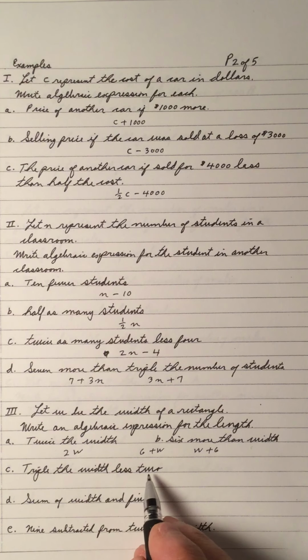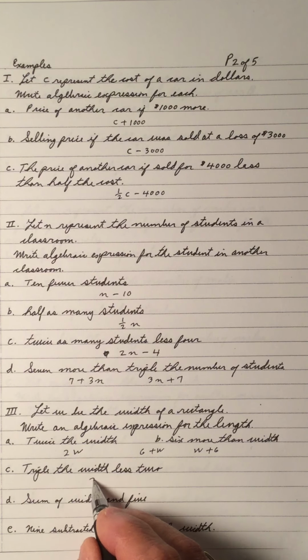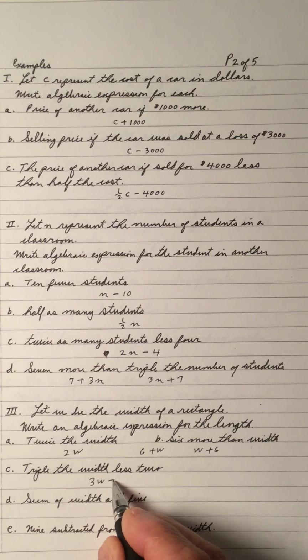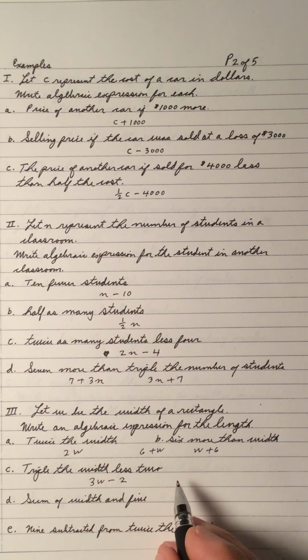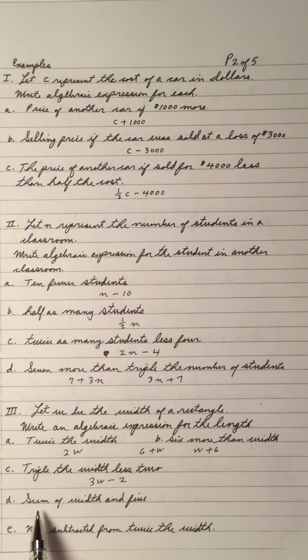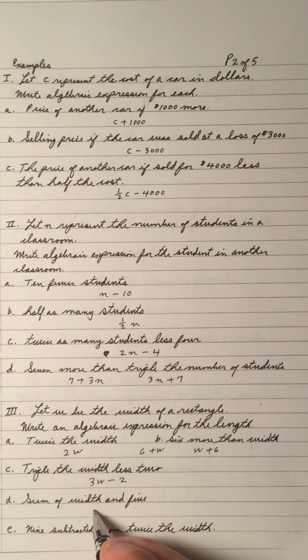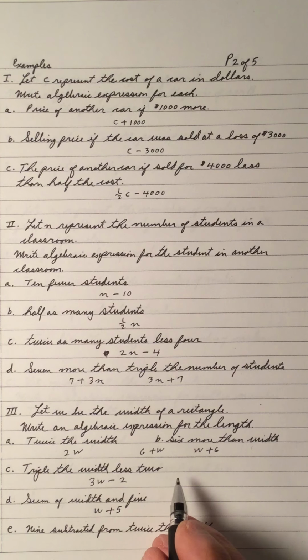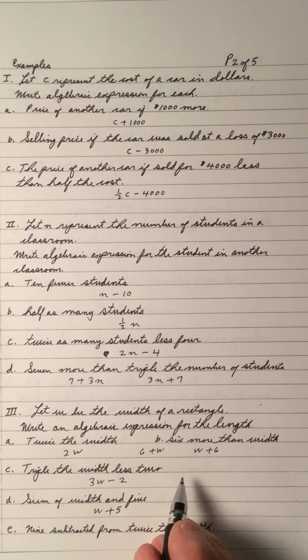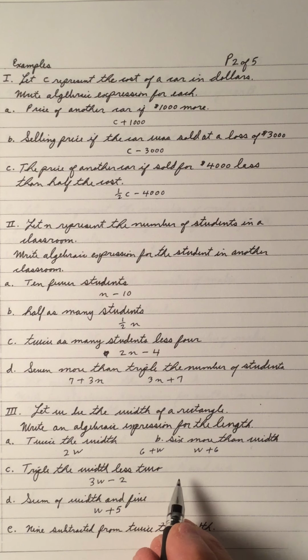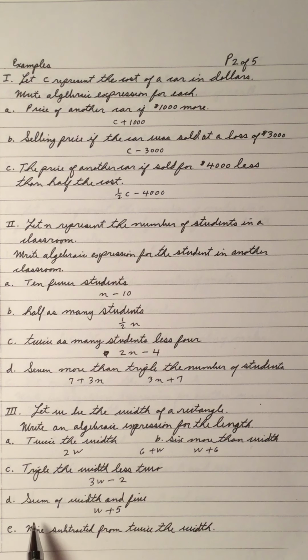C, triple the width less 2, so triple the width is 3W minus 2. And the length, D, the sum of the width and 5, so the width plus 5 is the length. Notice the length in geometry is normally longer than the width, more than, greater. E, 9 subtracted from twice the width. Subtract from, reverse the order. So twice the width is 2W, subtract 9.